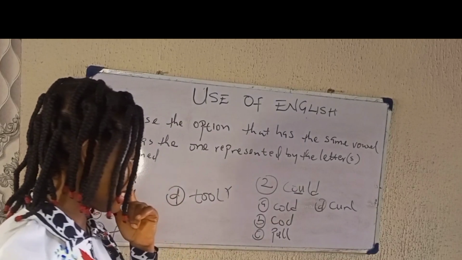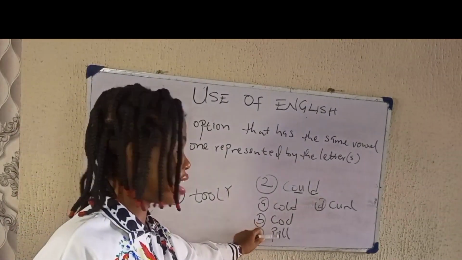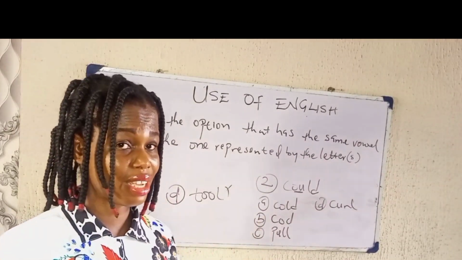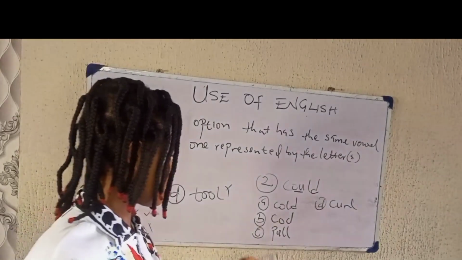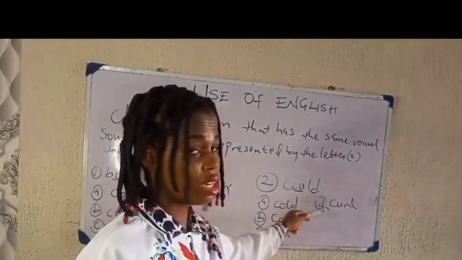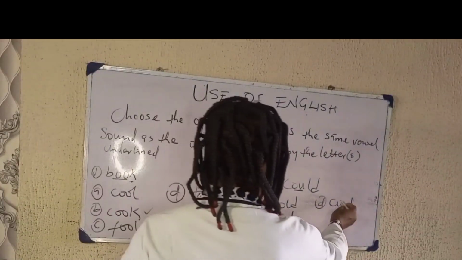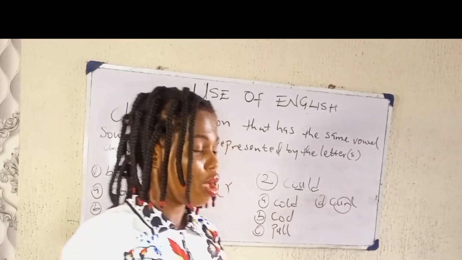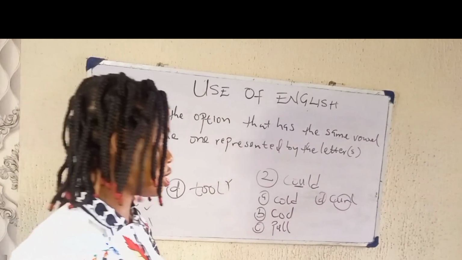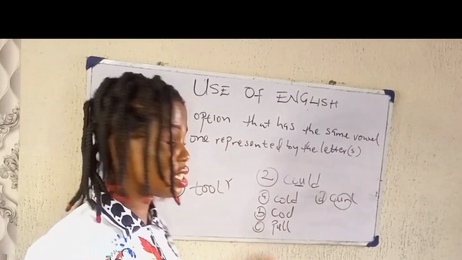Option C, we have pool. The oo here has a short o sound, and it is between two consonants. Now we have curl. The u here is between two consonants, but the u and r are realized as one sound, so it's not the correct answer. The correct answer is option C, pool.